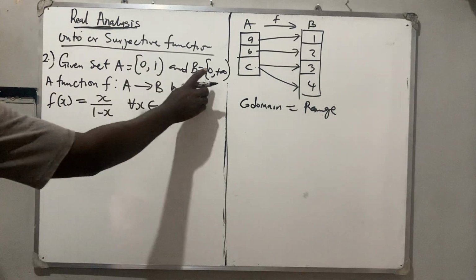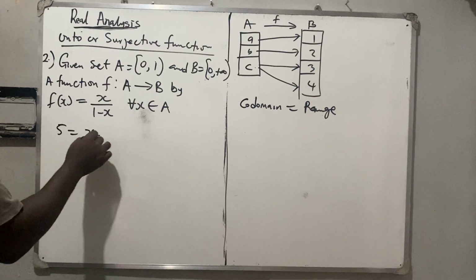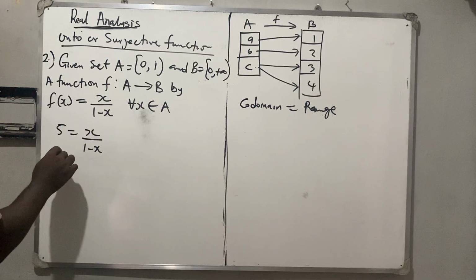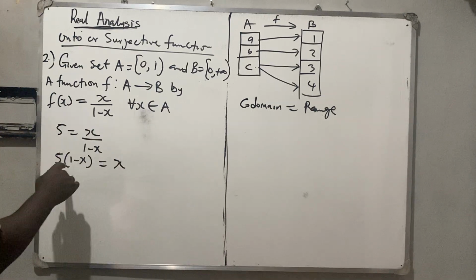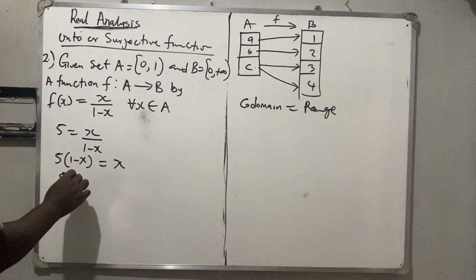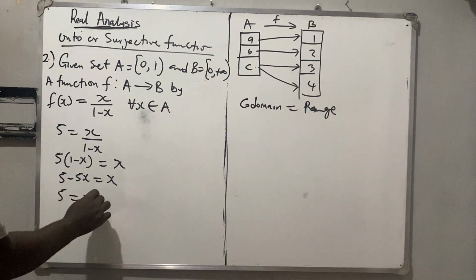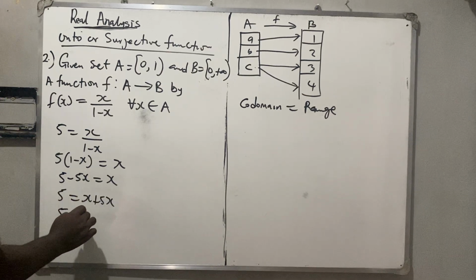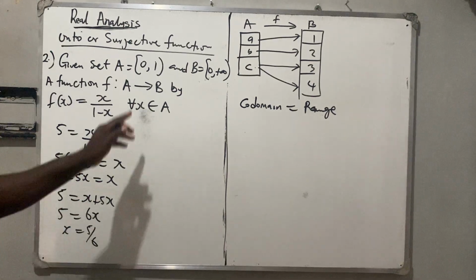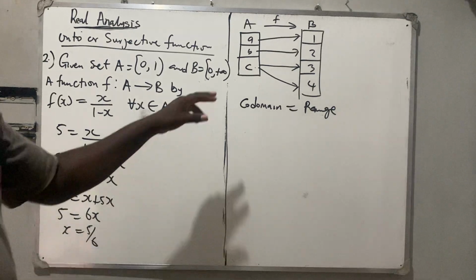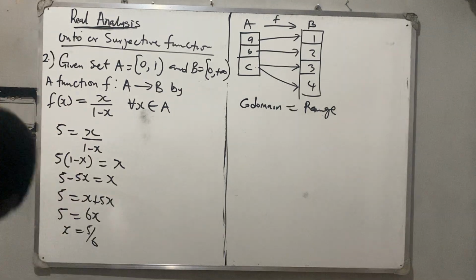Let me give you an example. Give me any number here. Let's say 5. If we say that 5 is equal to x over 1 minus x, cross multiply, we have 5 into 1 minus x is equal to x. Making x the subject, we have 5 minus 5x is equal to x. So 5 is equal to x plus 5x, so 5 is equal to 6x. So x is equal to 5 over 6. 5 over 6 falls between 0 and 1. So any element you pick here is an image of somebody here. So that is an onto function.